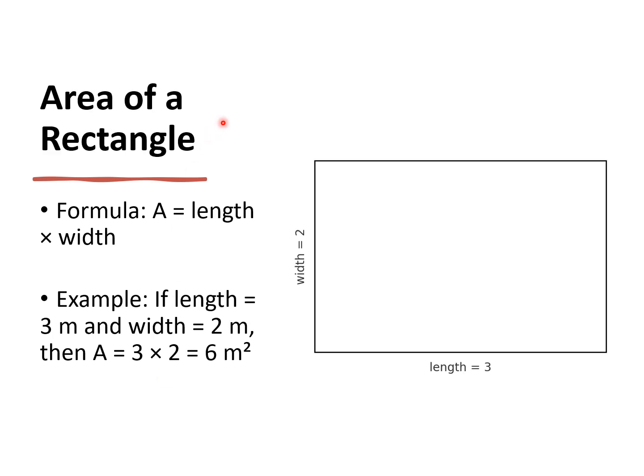Next, let's look at the area of a rectangle. The formula is A is equal to the length times the width. So there's your length times the width. In this example, if the length is 3 and the width is 2, then the area is 3 times 2, which is equal to 6 meters squared.